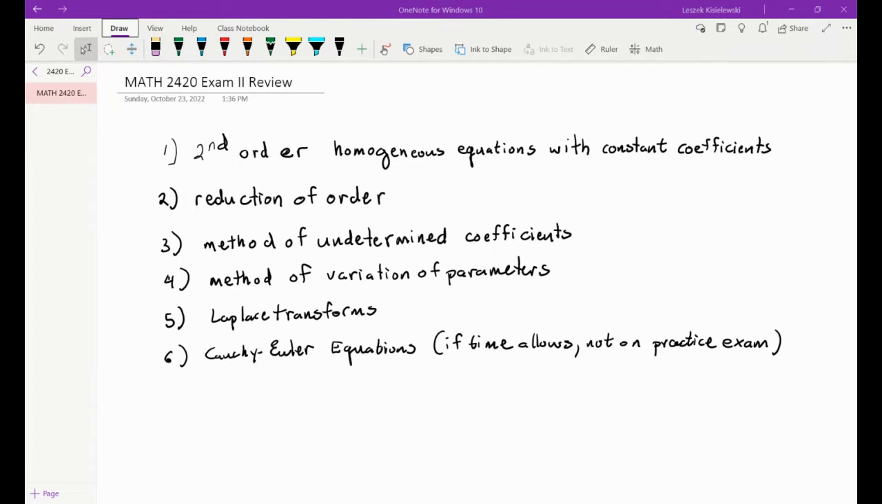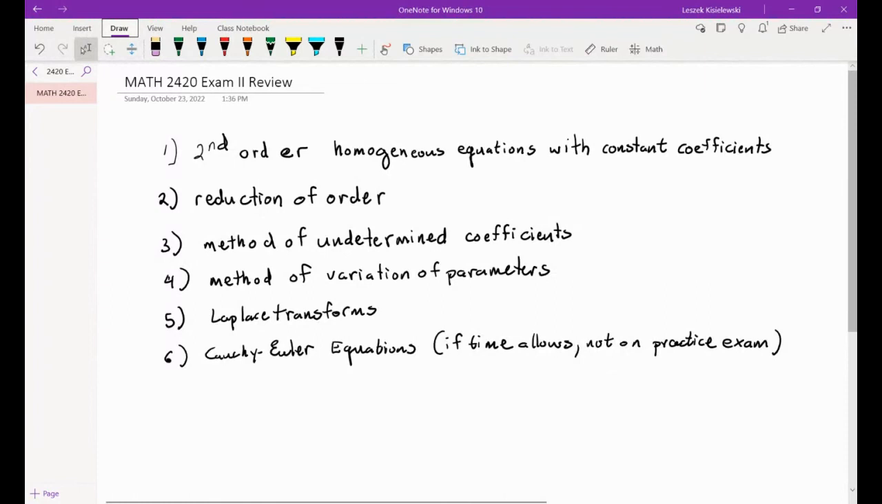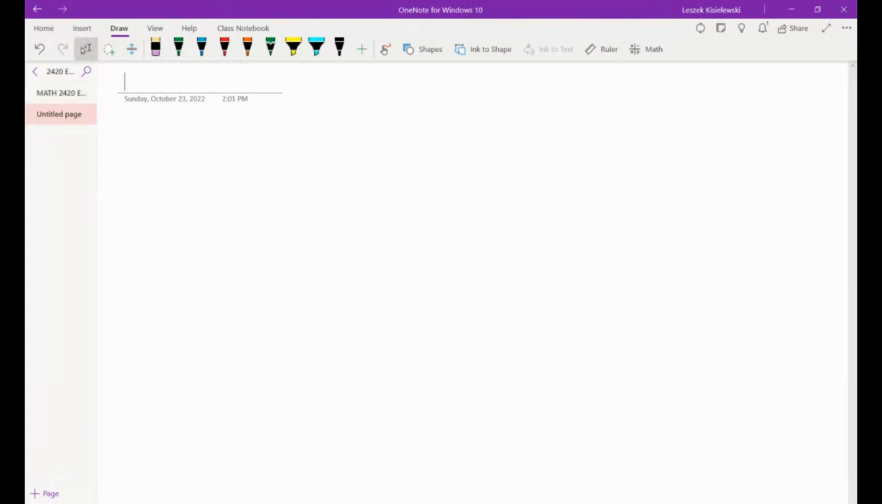Let's get started with second order homogeneous equations with constant coefficients. Just a quick review of the cases. So let me get my tablet set up, and I think we are good to go. Okay, so second order differential equations with constant coefficients.